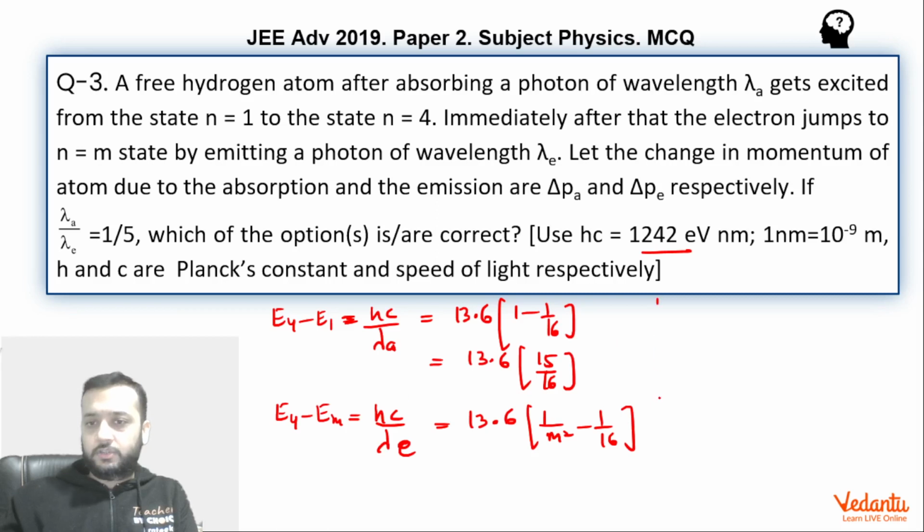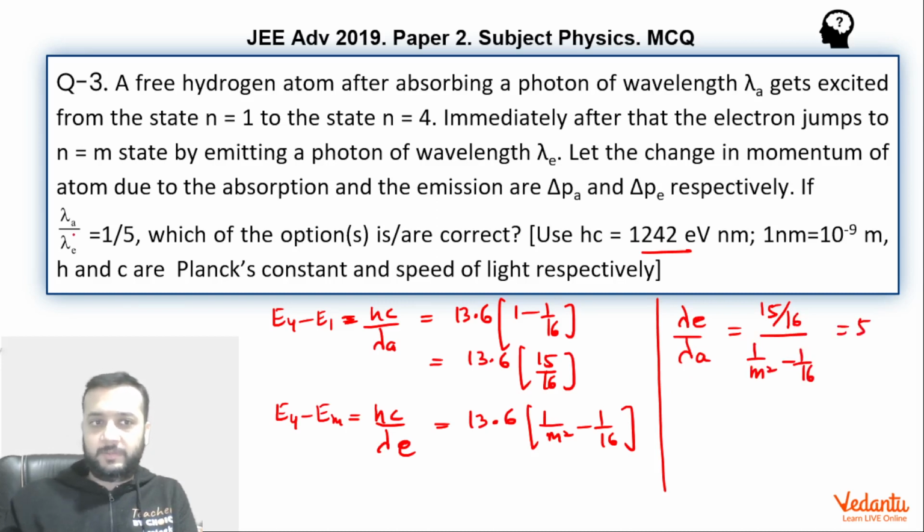Now if you take the ratio, we will get lambda e upon lambda a, because lambda is in the denominator, it will get inverted. 13.6 will get cancelled. Here 15 by 16 will be left out, and here what will be left is 1 by m square minus 1 by 16, and this value is given as 5, because the ratio was given as 1 by 5.